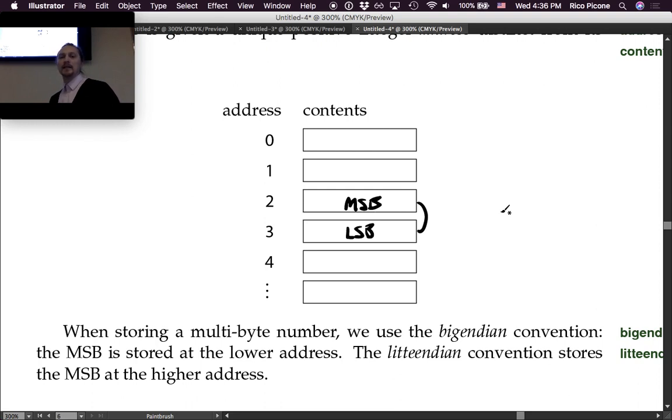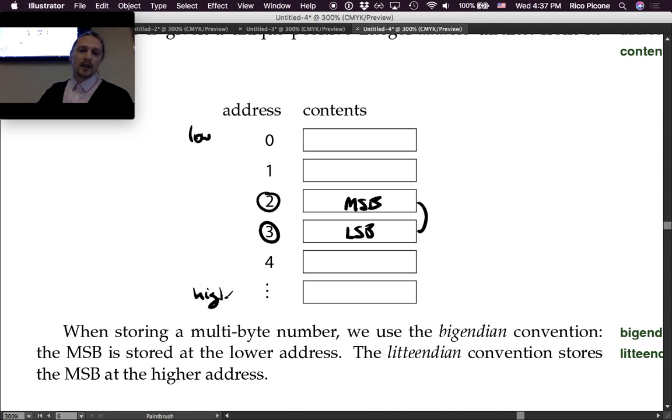Little endian stores it the other way, so that the most significant byte's at the higher address, and the least significant byte's at the lower address. What do they mean, high and low address? So the address here, there's some integer representation of them. So there's an order to them. So that, like, this is a lower address, this is a higher address. So I would say low, high.